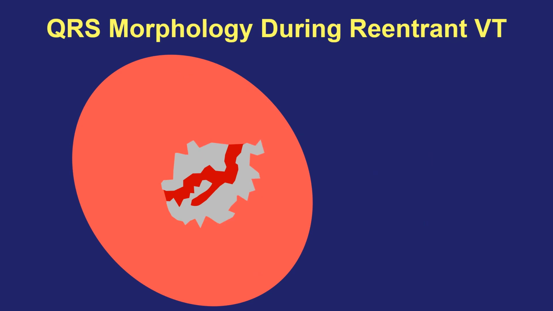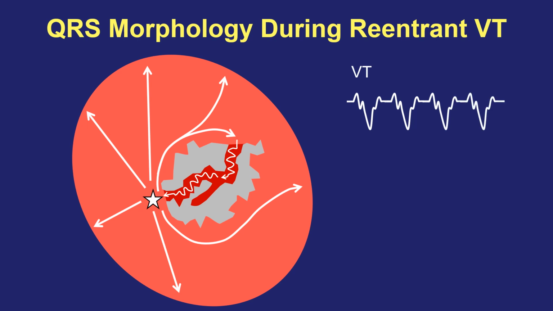Let's think about pacing from the center of the scar during VT compared to during sinus rhythm. This is a very important concept of entrainment and QRS morphology. Here we have that VT circuit that we've talked about going through the scar and around the outer loop, and we've talked about the exit site and the entrance site during VT and how the shape of the VT is going to reflect only the exit site, right?